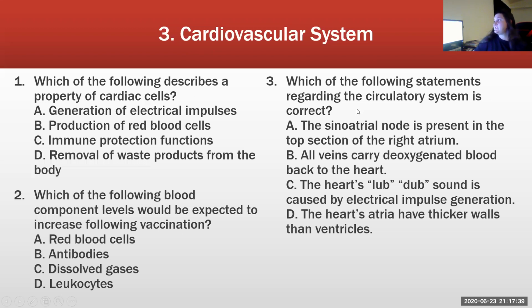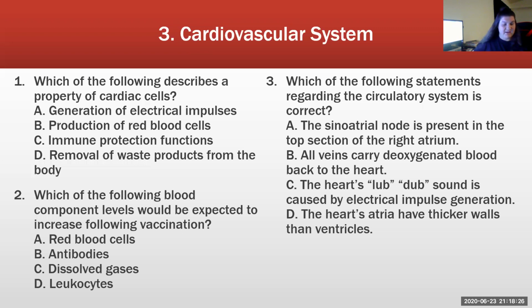Which of the following statements regarding the circulatory system is correct? The sinoatrial node is present in the top section of the right atrium. All veins carry deoxygenated blood back to the heart. The heart's lub-dub sound is caused by electrical impulse generation. The heart's atria have thicker walls than ventricles. And again, I'm just going to start with the right answer and we're going to move on. Option A is correct. The SA node is the pacemaker and is situated in the top part of the right atrium. So if you understand the heart with its four chambers, right atrium, right ventricle, left atrium, left ventricle, the SA node is in this top right atrium, and that's where it starts. And then boom, the electrical impulses flow down the heart.